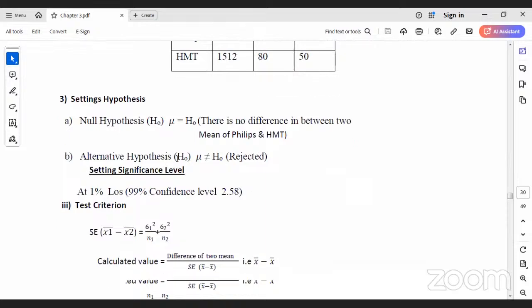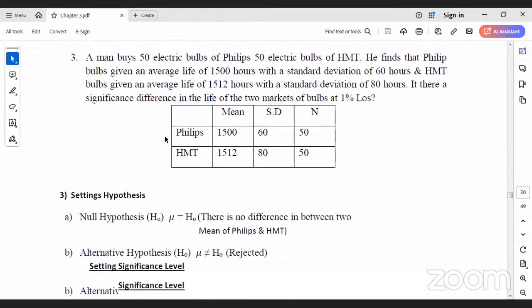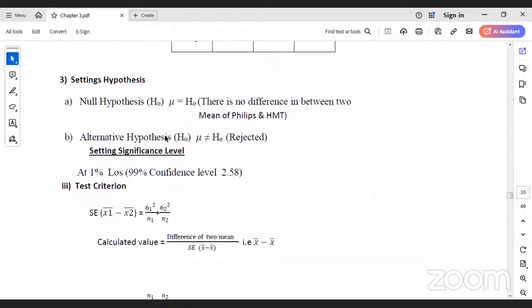So you observe carefully. Setting hypothesis: null hypothesis H0, alternate hypothesis HA. Setting suitable significance level. Okay, 1%, that is 99% confidence level, 2.58. Test criteria: standard error of x bar 1 minus x bar 2 is equal to the square root of standard deviation 1 square by n1 plus standard deviation 2 square by n2. Then the calculated value is equal to the difference of two means divided by the standard error of x bar 1 minus x bar 2.